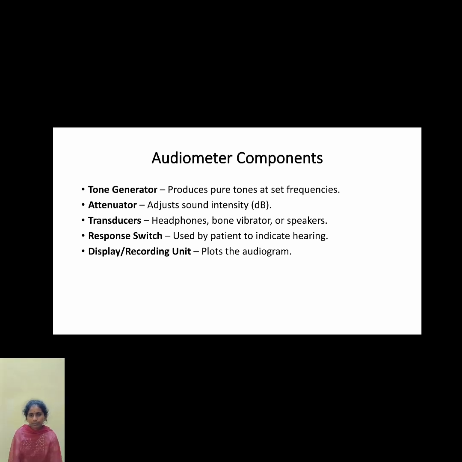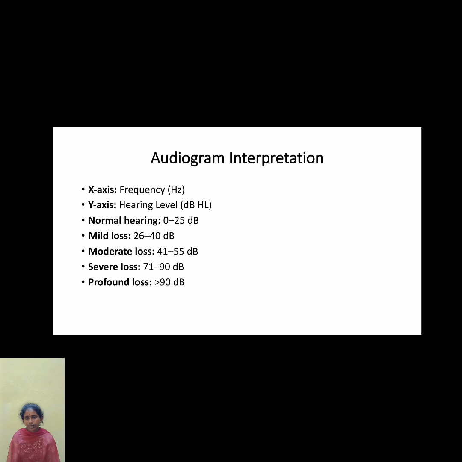Next is audiogram interpretation, frequency and hearing level. Frequency is measured in hertz and hearing level in decibels, with frequency on the x-axis and hearing level on the y-axis. Degree of hearing loss: normal is 0 to 25 decibels, mild is 26 to 40 decibels, and moderate is 41 to 55 decibels. Severe means 71 to 90 decibels and profound means greater than 90 decibels. This helps the audiologist understand exactly how much hearing loss the patient has.